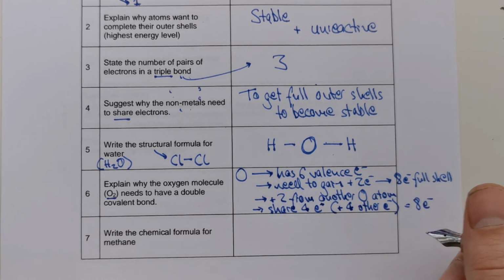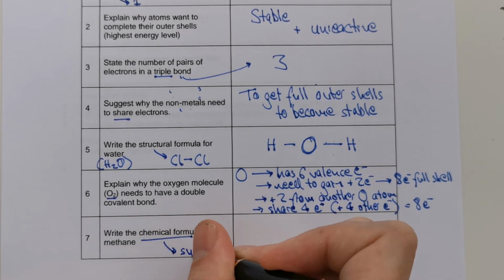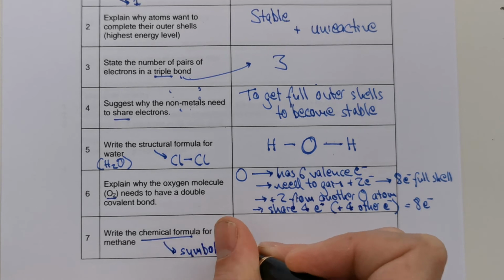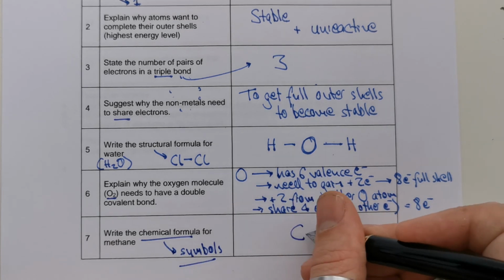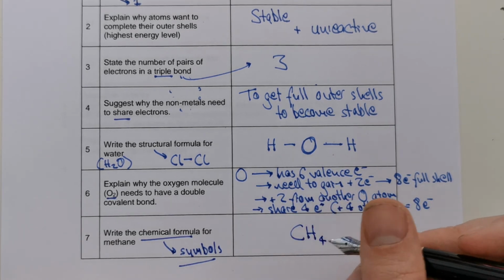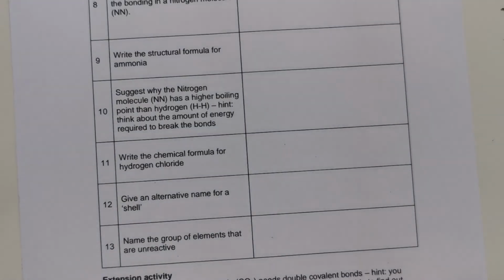Chemical formula for methane. So chemical formula implies symbols. So what is the chemical formula for methane? Methane is made of hydrogen and carbon, and it is CH4. And then on to the last few questions.